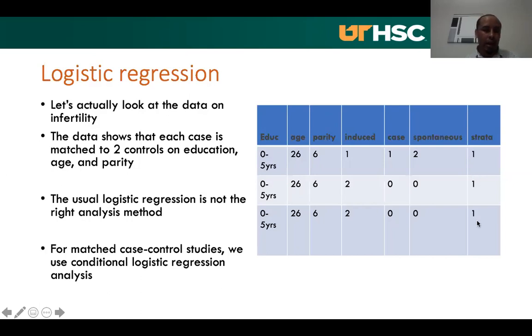When the study is designed in such a way, the appropriate or proper statistical analysis method is conditional logistic regression. It's not the regular logistic regression. In conditional logistic regression analysis, we take into account the matching or the strata.